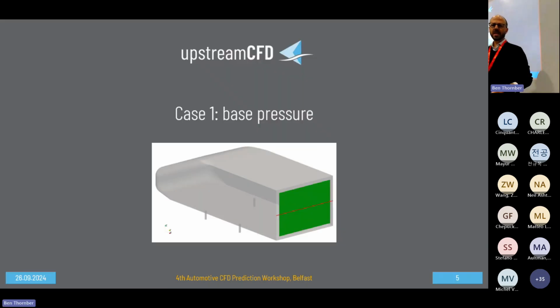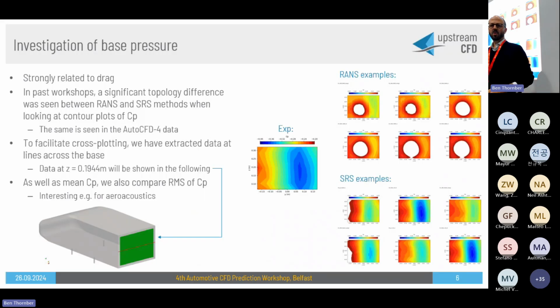So starting with case one, and the base pressure, as Gary was saying, is very important for the drag. It pretty much dominates the drag coefficient. So we wanted to look here more closely. And this is something that Gary showed earlier, that RANS in the top bracket and scale resolving methods in the bottom bracket give very different shapes of the base pressure topologies.